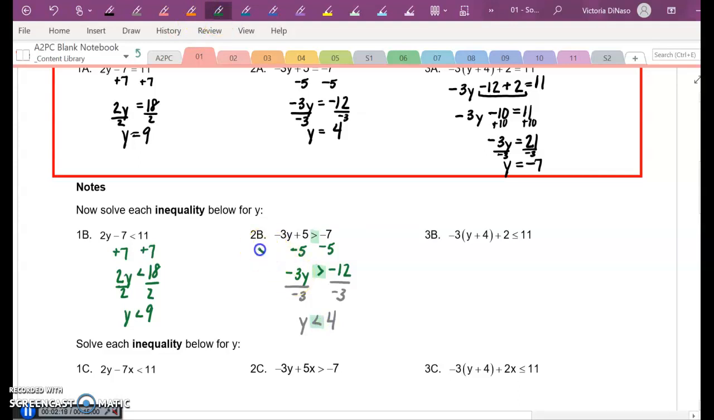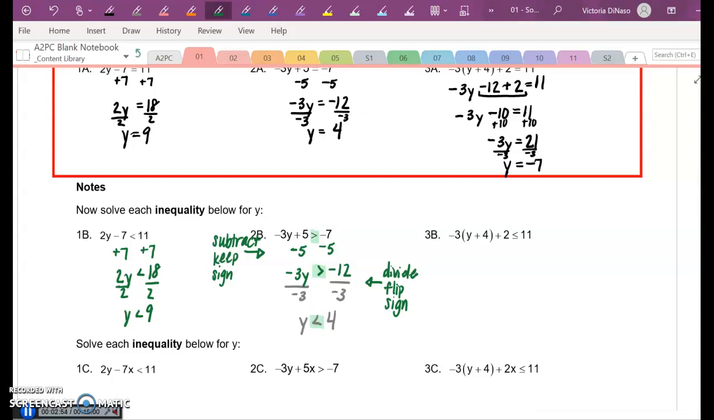So let's go ahead and notate that. So when I subtract, we keep the sign, and then when we divide, we have to flip the sign. The same thing happens when you multiply. When you multiply, you will also flip the sign.